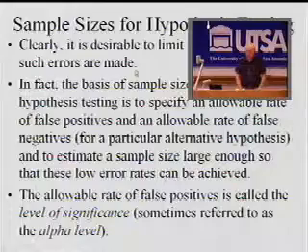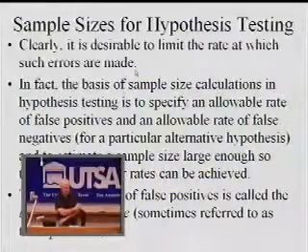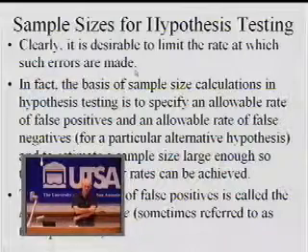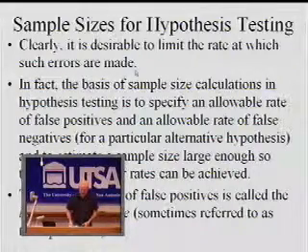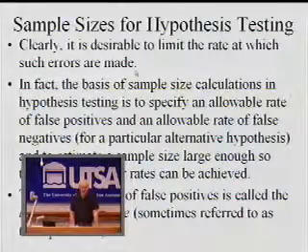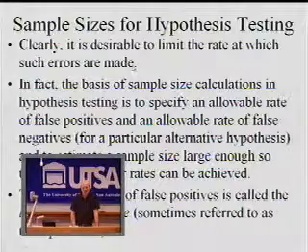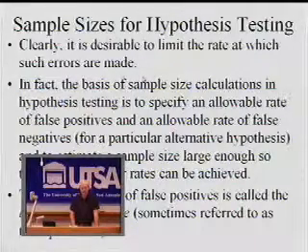But we're talking about setting a beta level for a desired power of minimizing the type 2 error. So the sample sizes for hypothesis testing, clearly it's desirable to limit the rate at which such errors are made. So we remind ourselves of this, reiterate that.